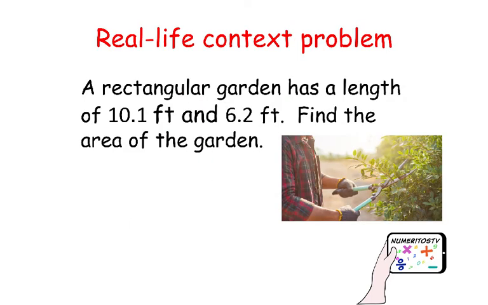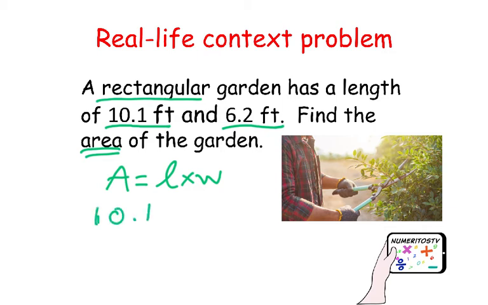You are going to see a lot of multiplication of decimals in real-life context problems. So let's do some. A rectangular garden has a length of 10.1 feet and a width of 6.2 feet. Find the area of the garden. So, remembering the formula of area of a rectangle from your geometry class, to get the area, that will be length times width. So that means that I need to multiply the length, that is 10.1, times the width to get the area of this garden.